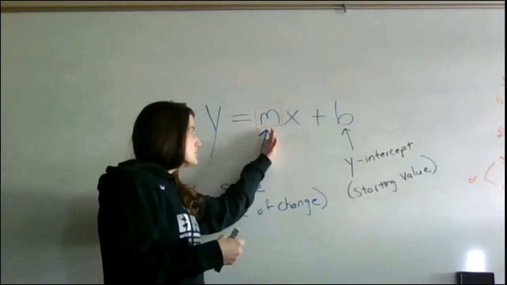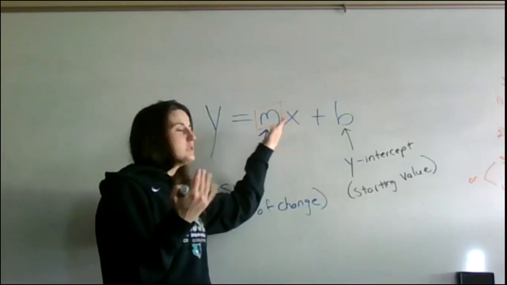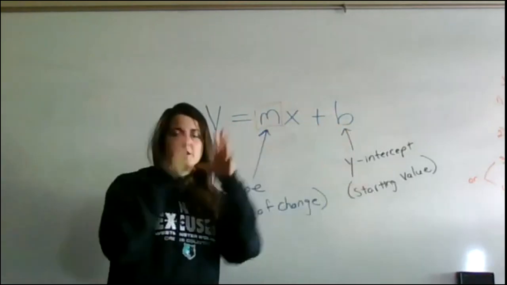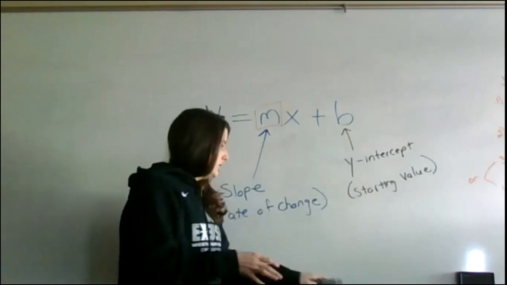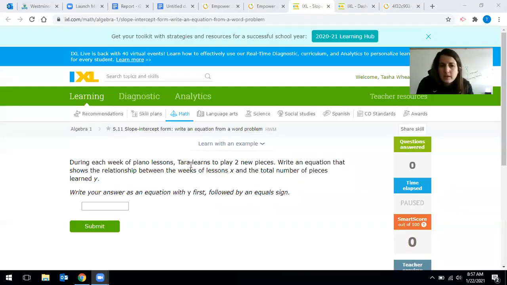So your slope is always affecting your x variable. So those are always going to be multiplied together. And then your b value is always the initial value where you're starting at in the equation. So let's look at a couple problems together.